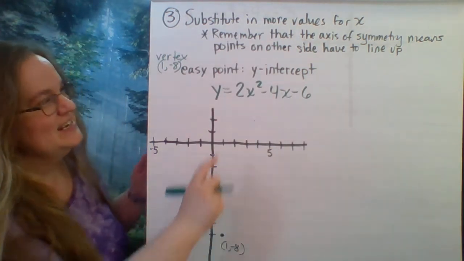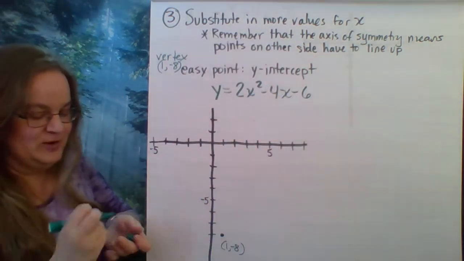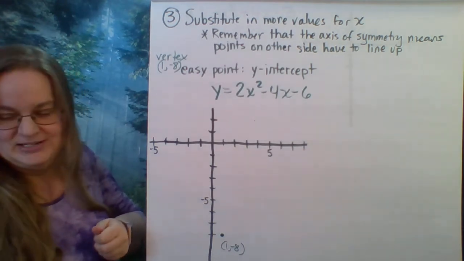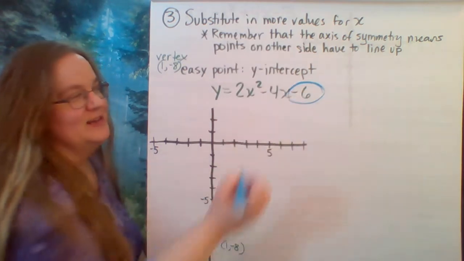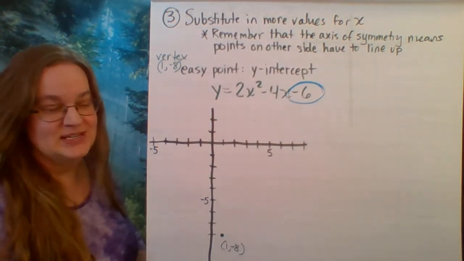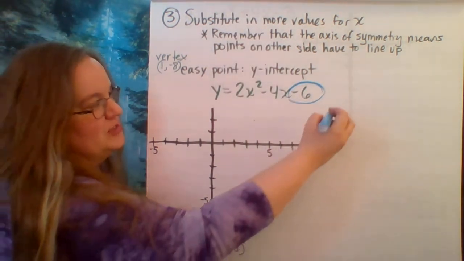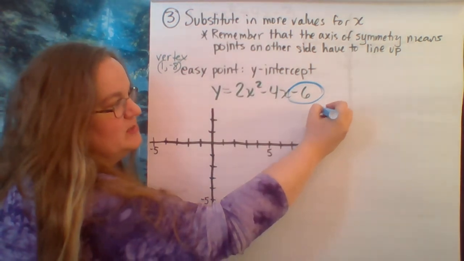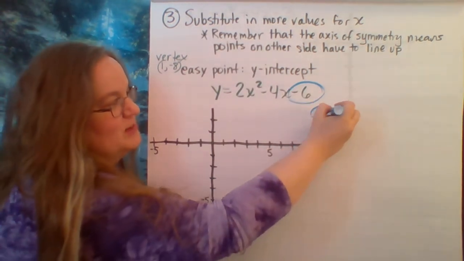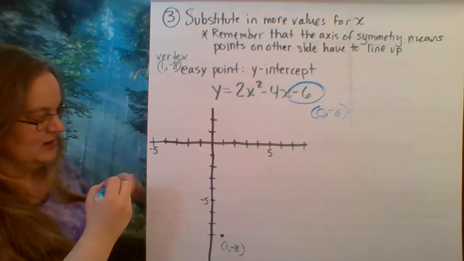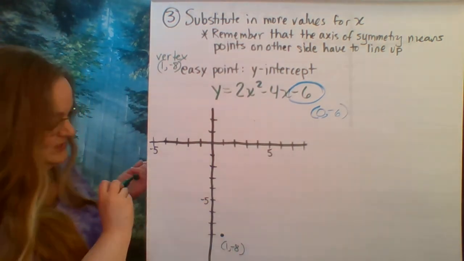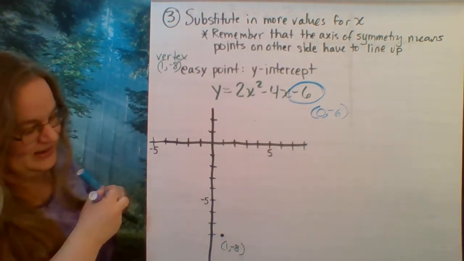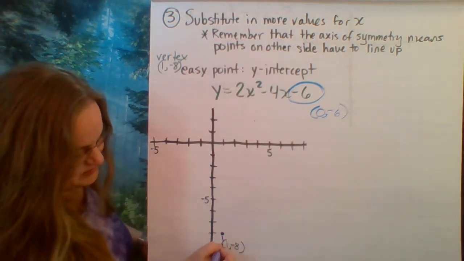So if I take the y-intercept, remember the y-intercept's a really easy point to find because it's just what c is. So c is -6. So actually one of my points is going to be (0, -6) because it's the y-intercept. So when I look at that, what I want to do, let's use a different color, is this is my axis of symmetry, right?